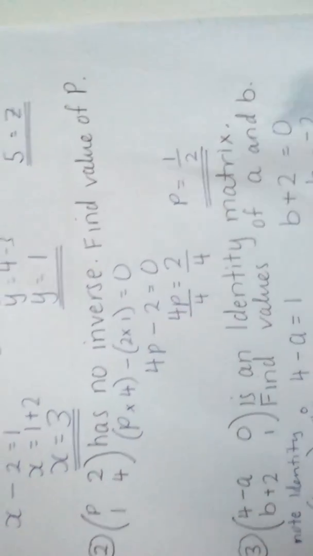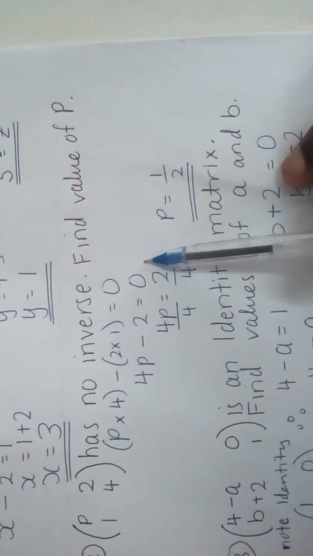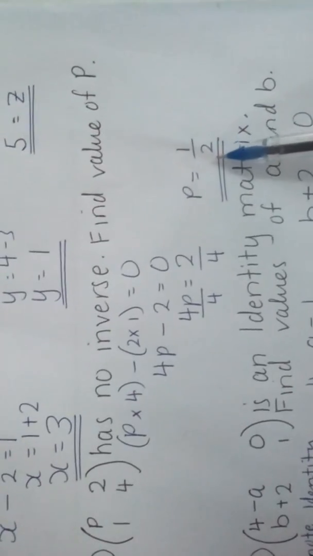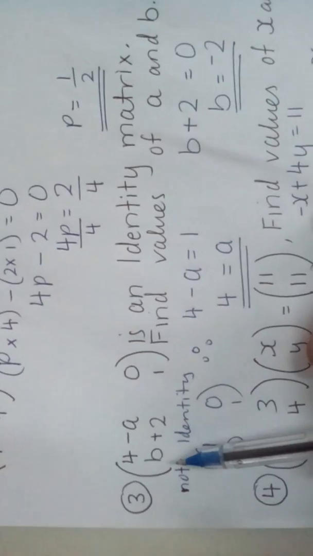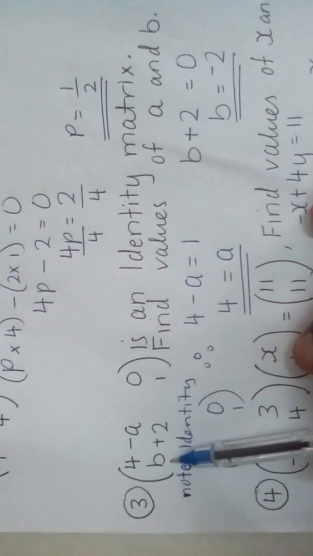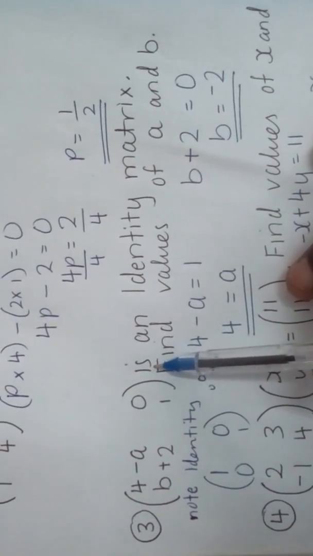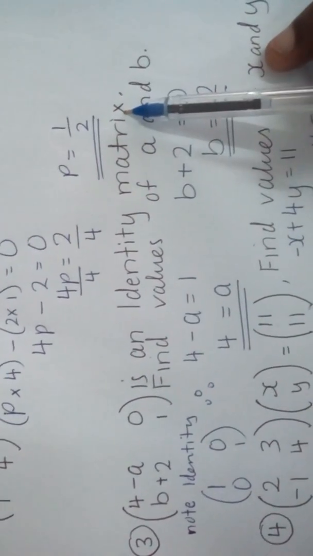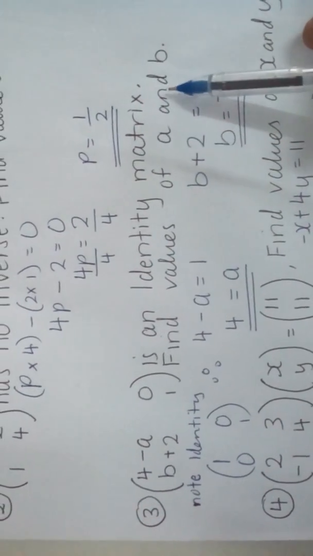Hence, 4p minus 2 is 0. So we shall shift 2 to the other side, hence divide by 4 both sides, and finally our p will be a half. Now let's look at the third example. We have 4 minus a, 0, b plus 2, and 1 is an identity matrix. So we are told this matrix is an identity matrix. Find values of A and B.